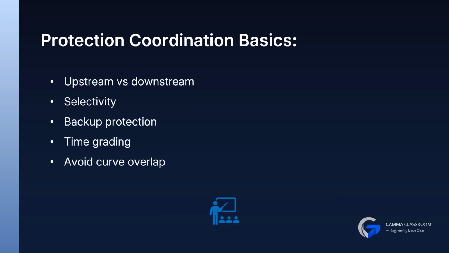Coordination ensures that only the device closest to the fault trips. Upstream devices must wait longer. Downstream devices must trip fast. Selectivity prevents unnecessary outages. Time grading ensures proper sequencing. Overlapping curves indicate poor coordination.